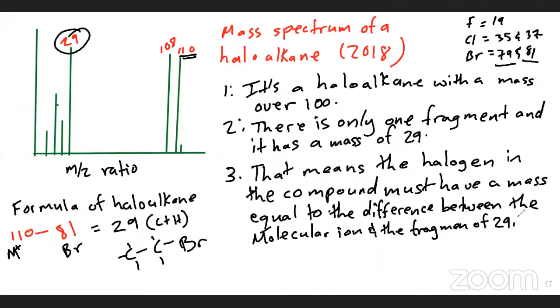It's a haloalkane, it has a mass over 100. Looking at it now, you have basically step one. All right, so it's over 100, there's only one fragment, which is 29. You subtract this fragment from your molecular ion, you'll get your halogen. All right, so 110 minus 29, 81.